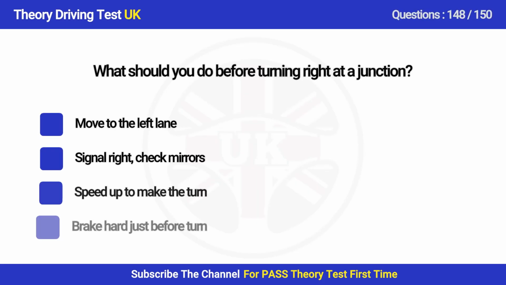Question 148. What should you do before turning right at a junction? A. Move to the left lane. B. Signal right, check mirrors. C. Speed up to make the turn. D. Brake hard just before turn.